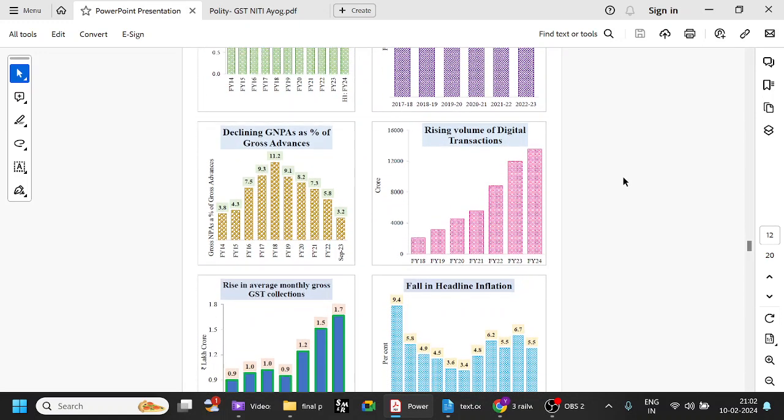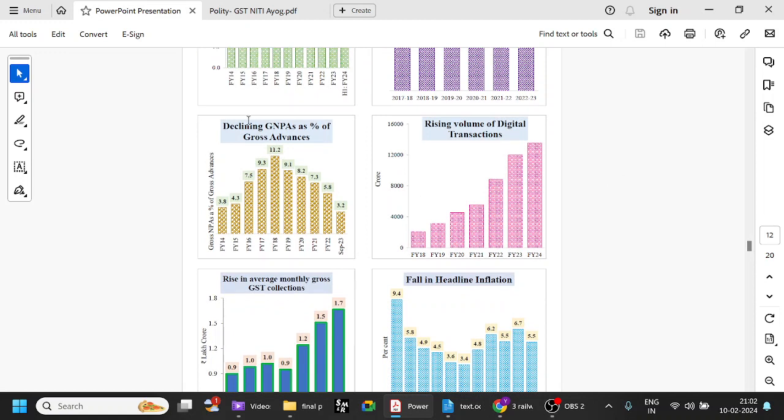So, declining gross non-performing assets. This is also very important from the banking point of view, and banking is the backbone of the economy, right? So you can observe here in fiscal year 18, it reached almost as high as 11.2, which is not at all a good thing. It was as low as 3.8, and it shouldn't cross 9%. Crossing 9% itself is a bad thing, but it went as high as 11.2, and again it has started reducing. Now it is at a comfortable rate of 3.2%.